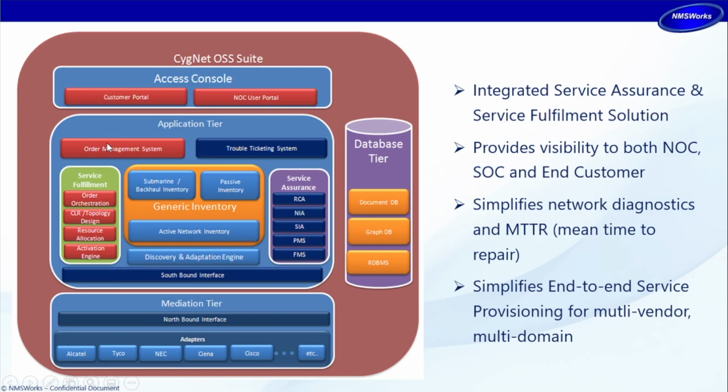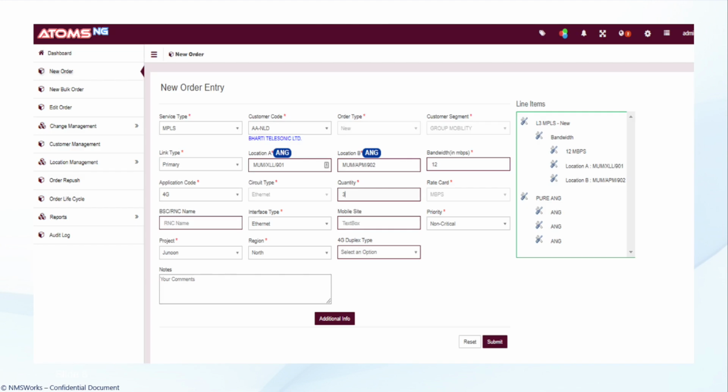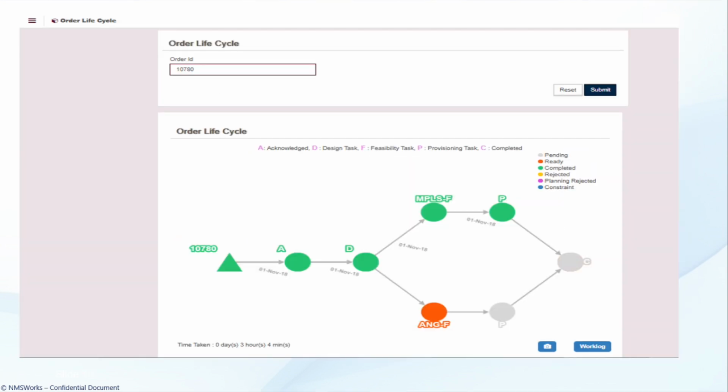The service fulfillment stack integrates with the order management system. So the order management system can be used as a portal for entering the orders, checking the feasibilities, and these orders will directly flow from the order management system into the service fulfillment system.